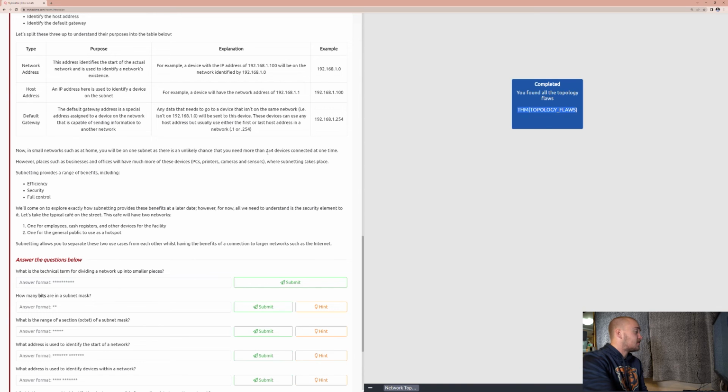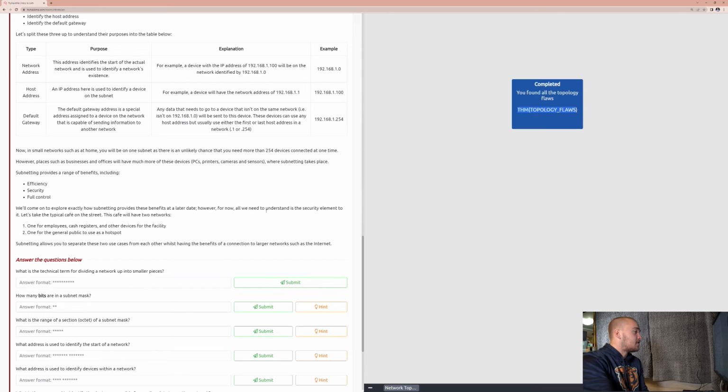Now, in small networks such as at home, you'll be on one subnet, as there's unlikely a chance that you need more than 254 devices connected at one time. However, places such as businesses and offices will have many more of these devices, PCs, printers, cameras, and sensors, where subnetting takes place. Subnetting provides a range of benefits, including efficiency, security, and full control. We'll come on to explore how subnetting provides these benefits at a later date.